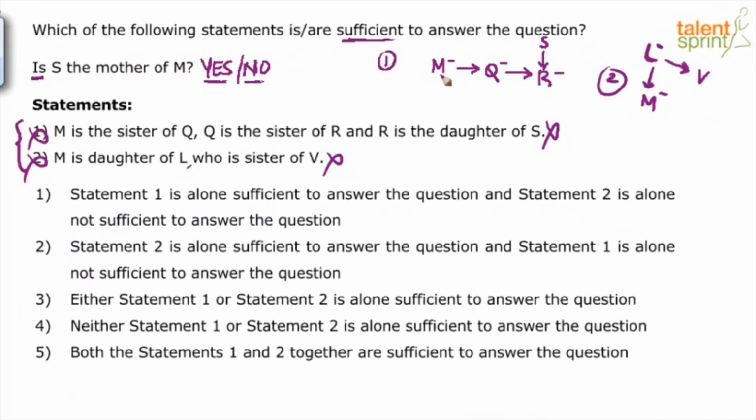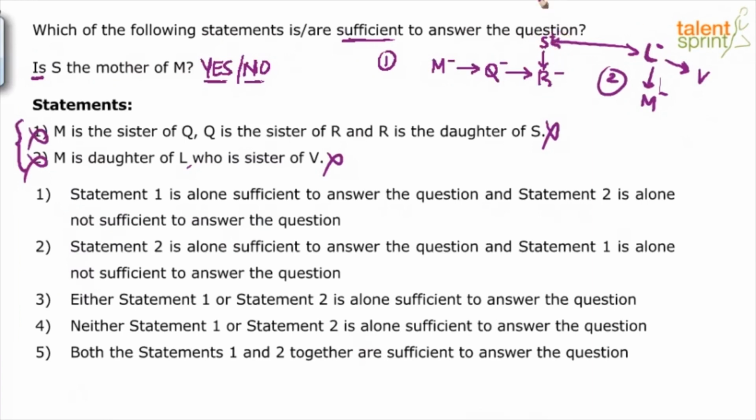See, from statement 1 we know that M is the daughter of S. From statement 2 we know that M is the daughter of L. So clearly S and L are husband and wife. Yes or no? Statement 1 says M is the daughter of S. Statement 2 says M is the daughter of L. So S and L have to be married. And we now also know that L is female. If L is female, obviously S would be male.